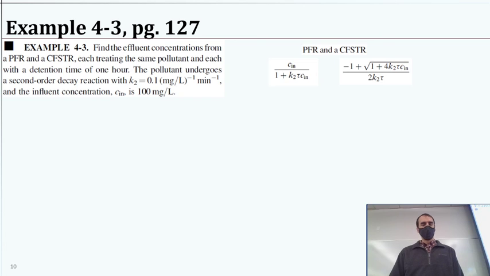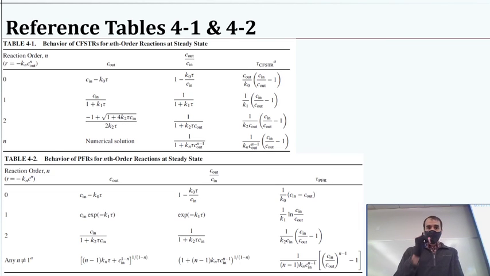Actually, that's inverted, right? The milligrams per liter. So really, that's liters per milligram minute, I believe. And the influent concentration C naught is 100 milligrams per liter. Okay, so I'm pulling these equations from these tables.